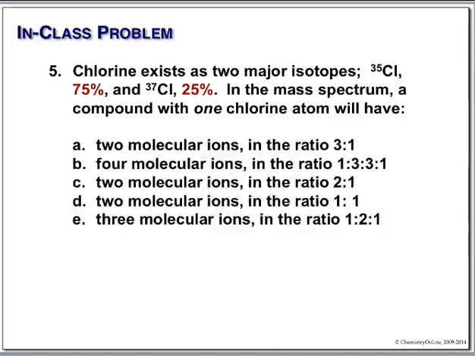All right, chlorine, mass spec. We have two isotopes of chlorine, chlorine 35 and chlorine 37. Chlorine 35 is roughly 75%, 37 about 25%. If we have a compound with a single chlorine atom, its molecular ion will have both of these isotopes in the ratio 3 to 1.